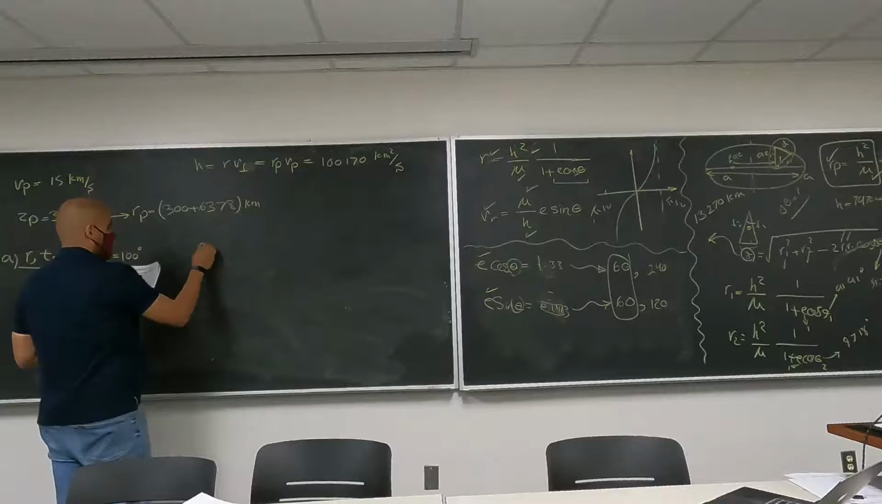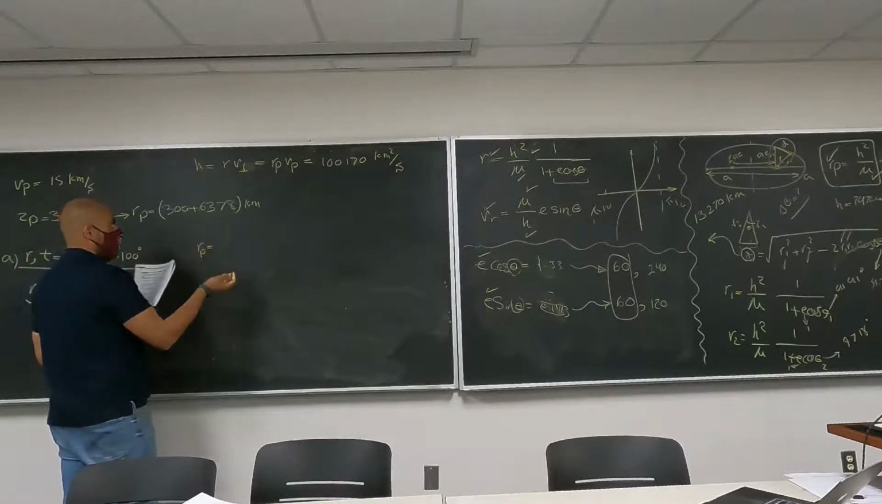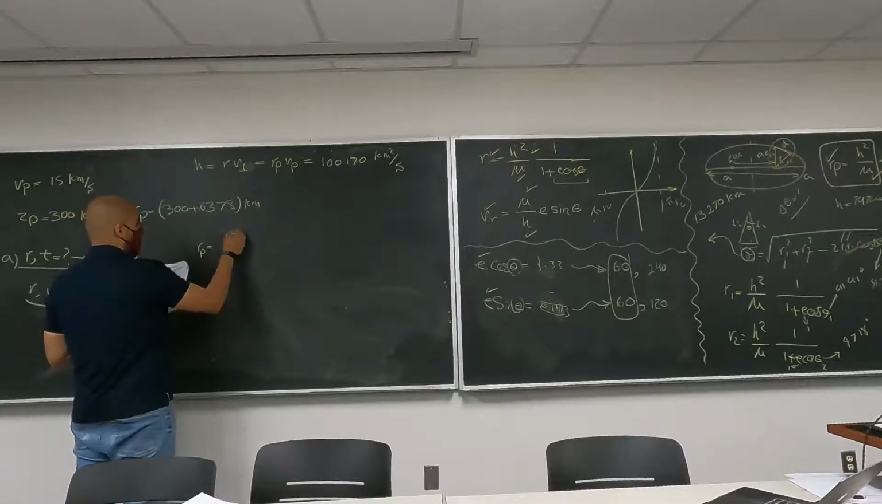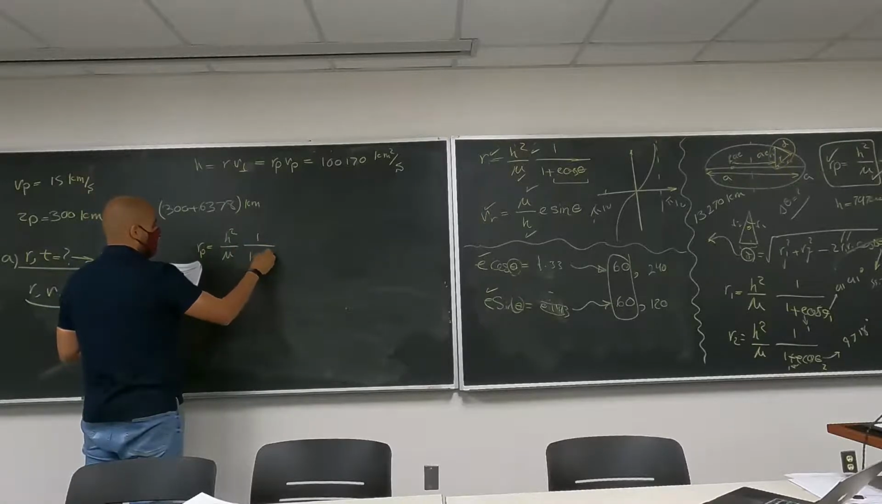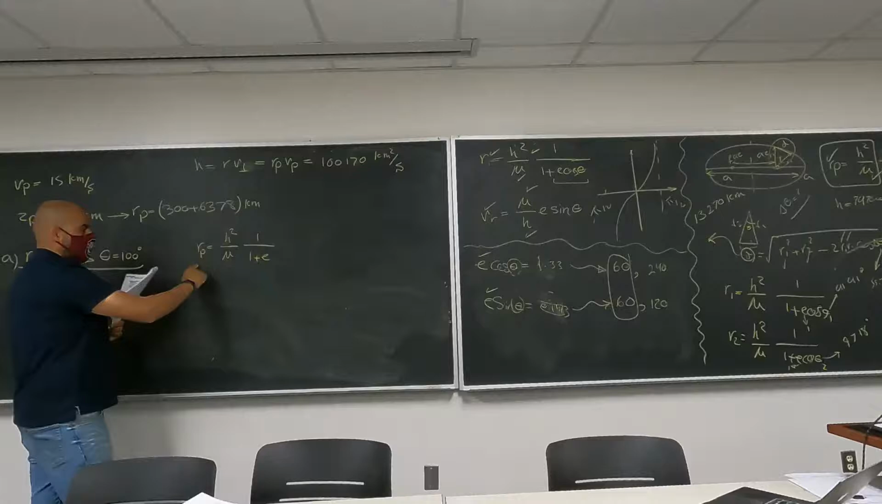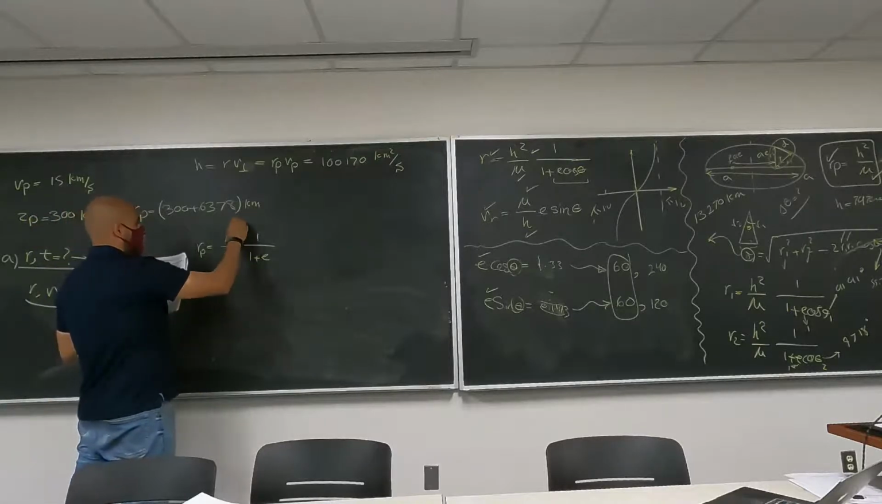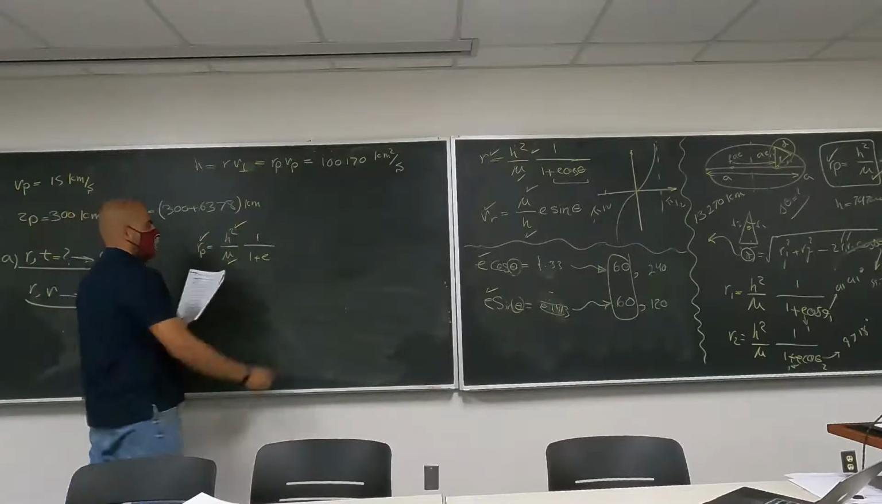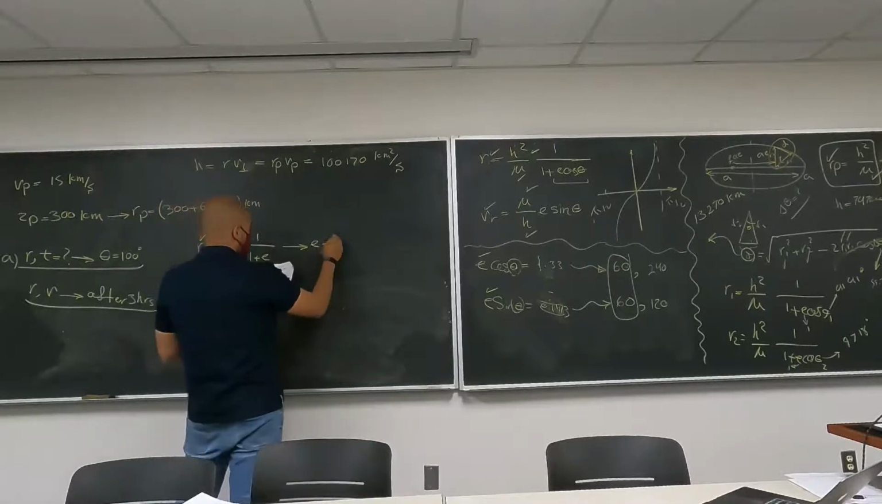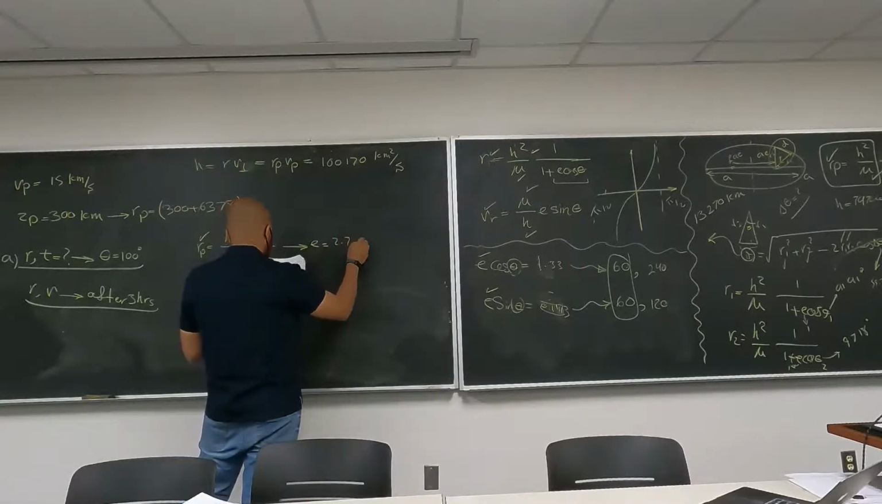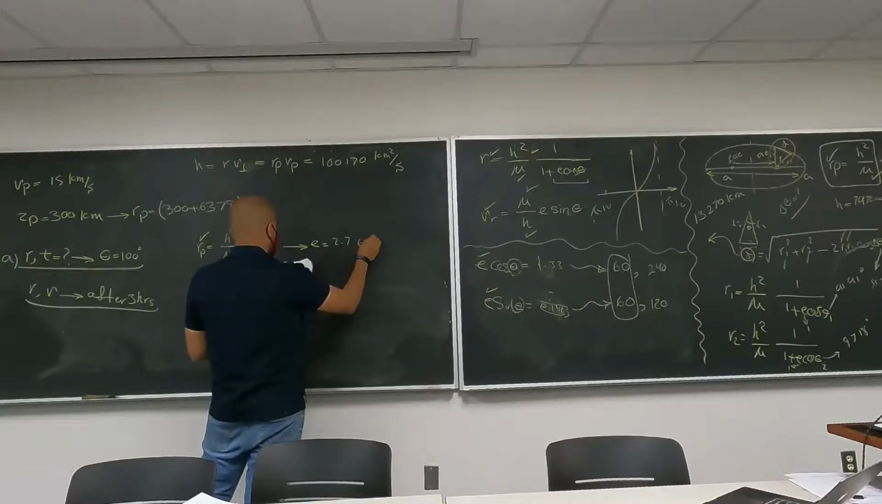We have r of p, theta is 0, right? r_p equals h squared divided by mu times 1 plus e, right? Perigee, right? We have mu, we have h, we have r of p. We can find the eccentricity to be 2.7696.